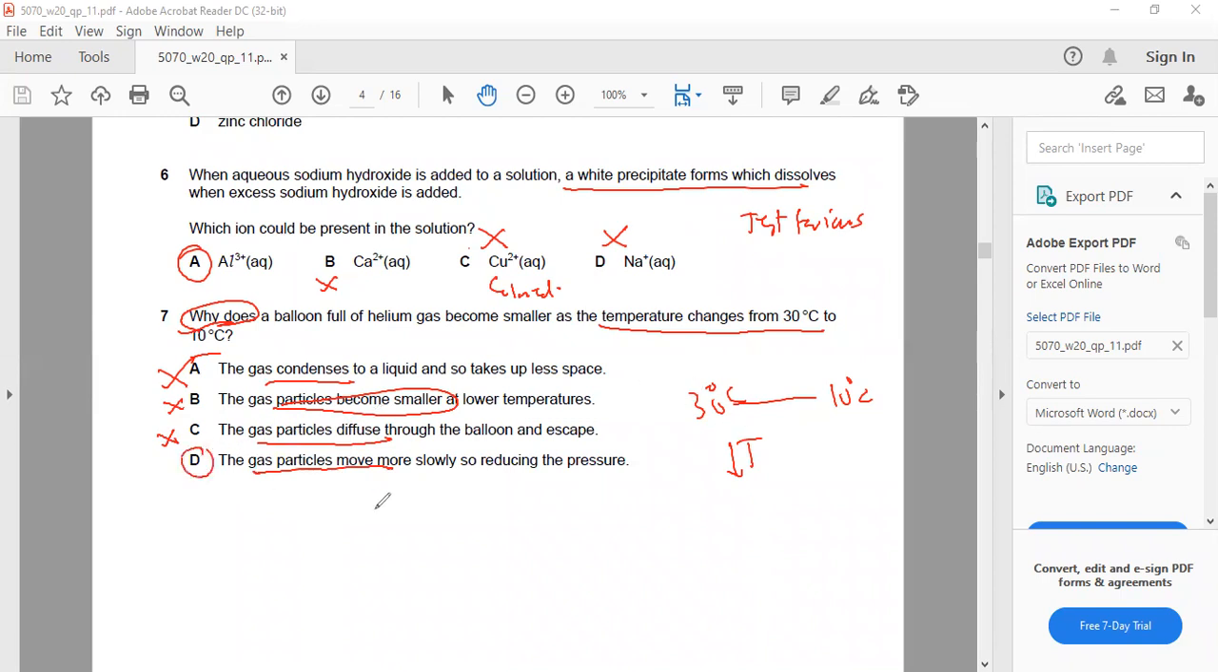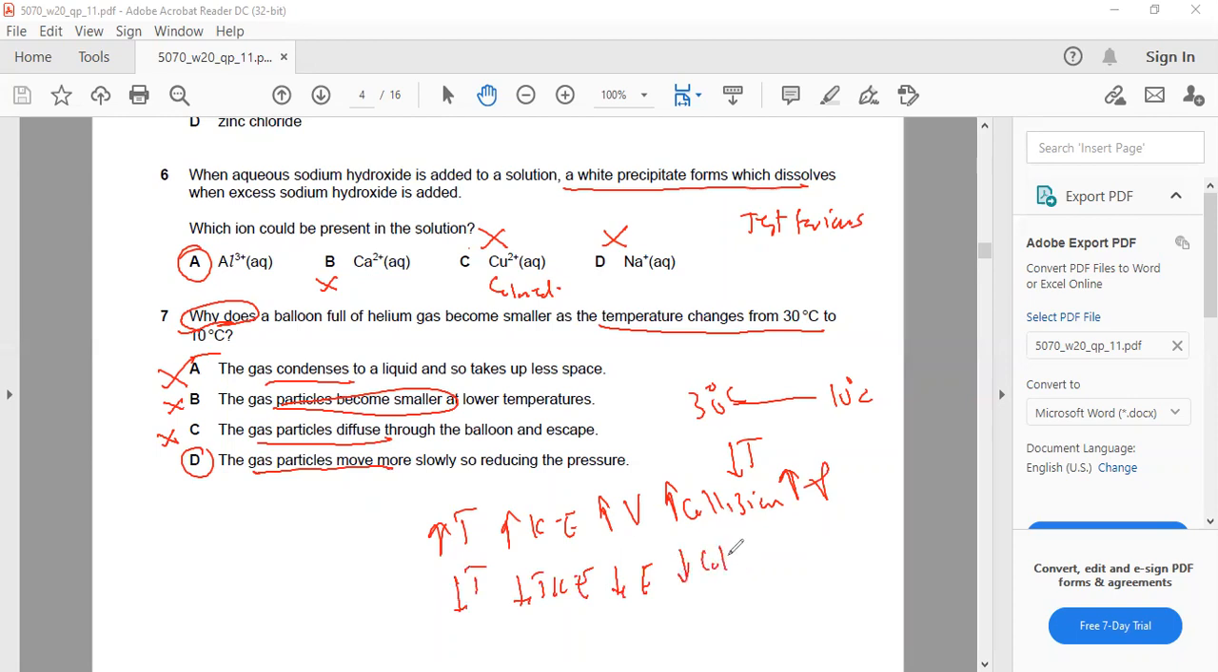Okay, because at higher temperature there is more kinetic energy, more velocity, more collisions of the particles with the wall of the balloon, so more pressure. Do the opposite. Low temperature, low kinetic energy, low volume, because of a lower frequency of collisions of the particles, and lower pressure.